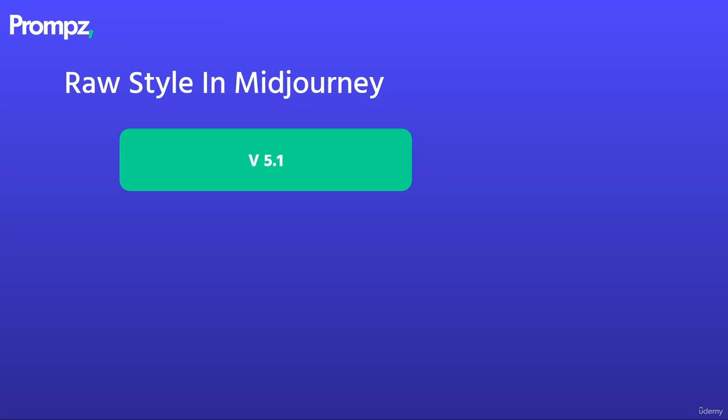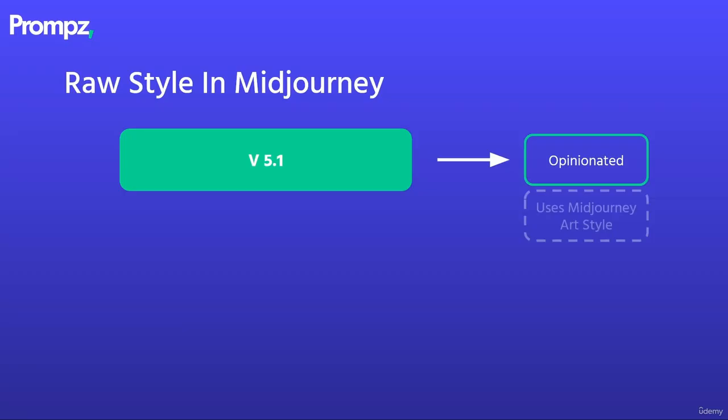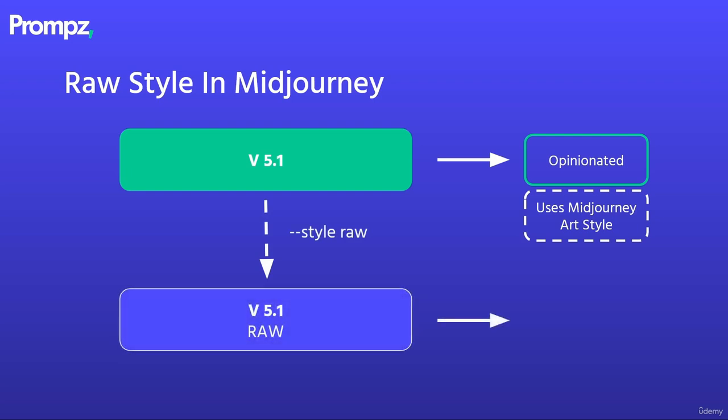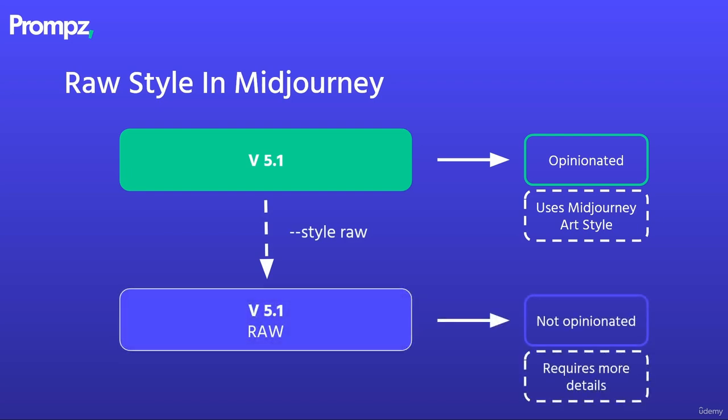Version 5.1 is the first version which introduced the new style raw parameter. Version 5.1 is more opinionated and uses the Midjourney default art style. With the style raw parameter, you can tell Midjourney to reduce the Midjourney art style and create more photorealistic images. On the other hand, you will need to add more details to your text prompt.